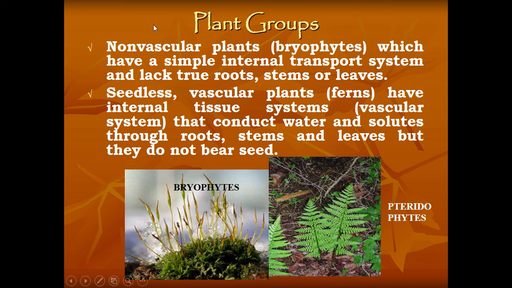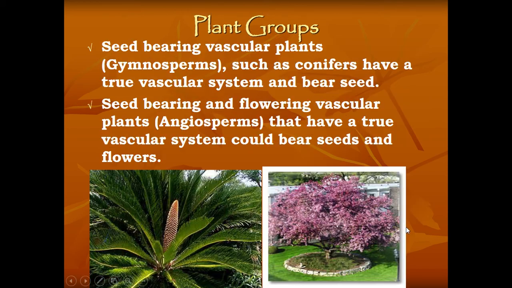The next group of plants are vascular plants. The first vascular plants, however, are seedless, okay? These vascular plants do have an internal tissue system, referred to as the vascular system, that conducts water and solutes through the roots, the stem, and also the leaf, but they do not bear any seed or flower. This group is known as pteridophytes.